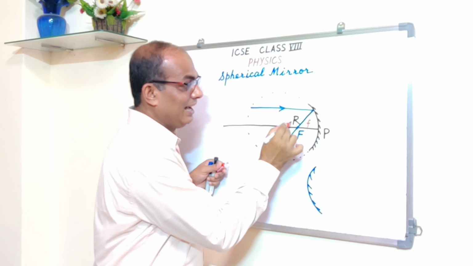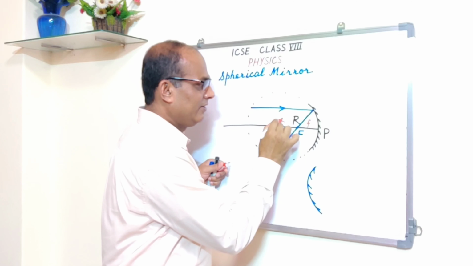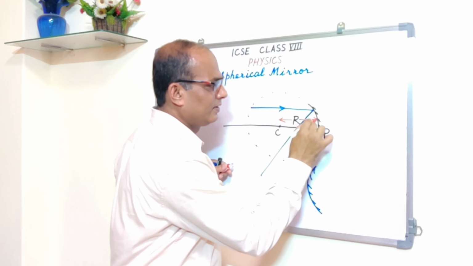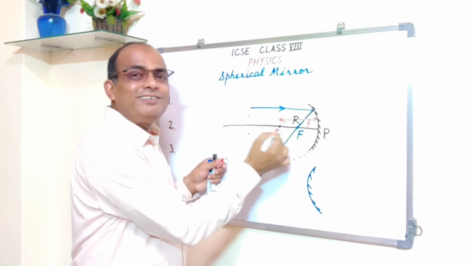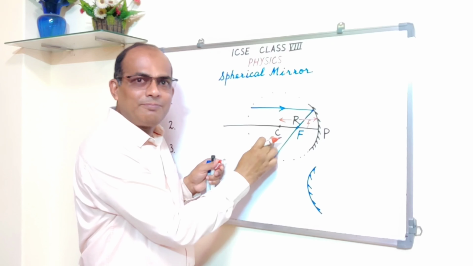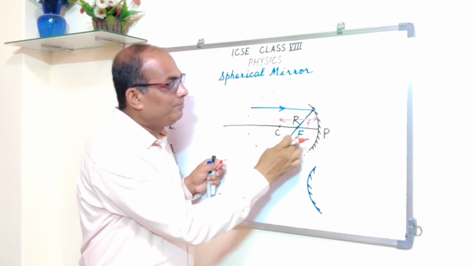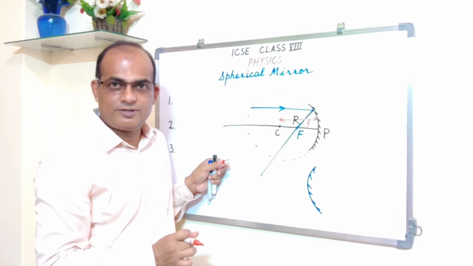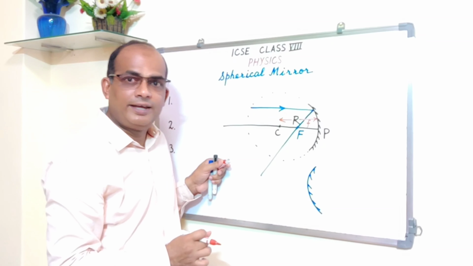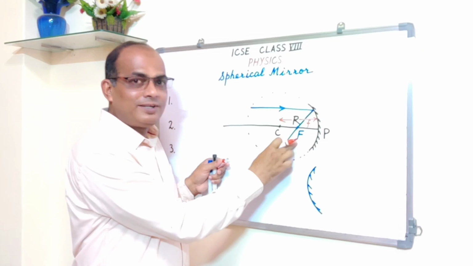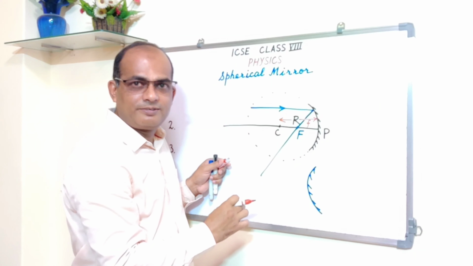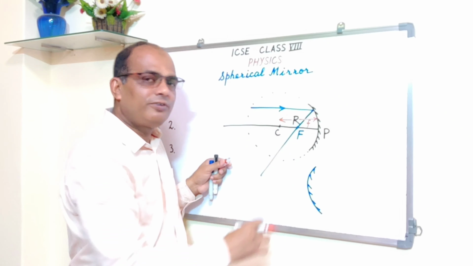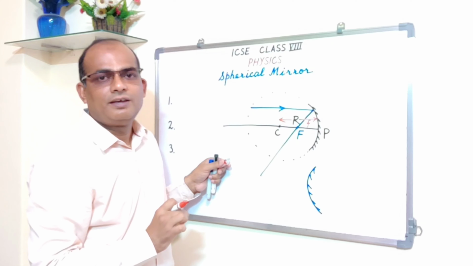And what is R? R is from here to here. PC is R. PC is capital R, the radius of curvature. PF is small f, which is the focal length of the concave mirror. Alright? Fine. Capital and small matter in physics. Here also you can see, capital F is for the focus, small f is for the focal length. Is that clear?